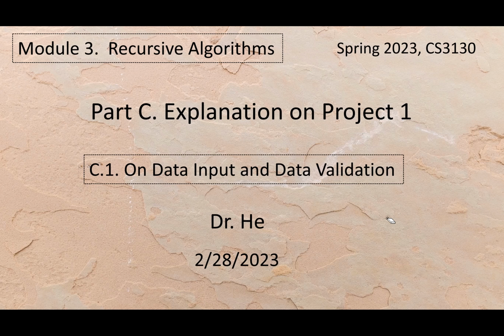All right, so here, based on the feedback from a few students, let me talk about a few questions here. The first one, C.1, on data input and data validation. So actually here, we do not have the data validation issue, but some small problems. So I like to talk about a little bit.